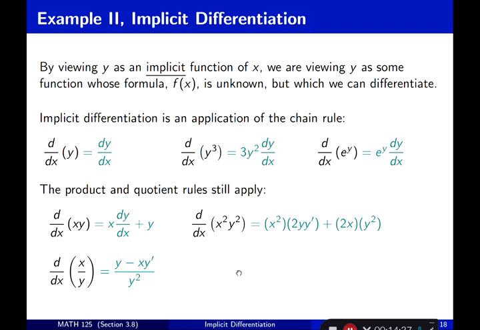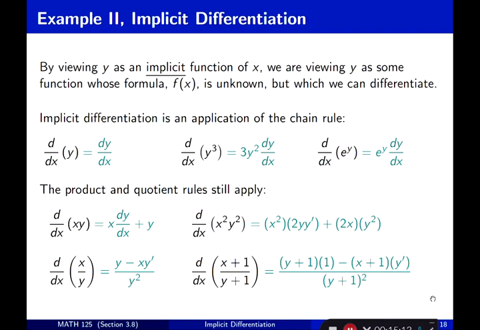How about the derivative with respect to x of x squared y squared? That is going to be, again, a product rule. It's going to be the first function, x squared, times the derivative of y squared, the second function. The derivative of y squared is a generalized chain rule, 2y, y prime. Then plus the derivative of the first function, 2x, times the second function, y squared.